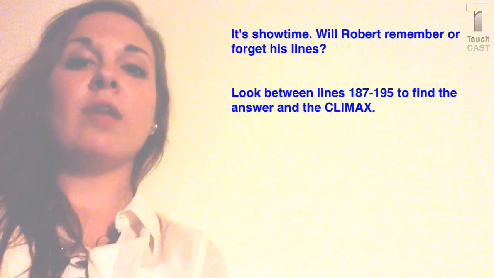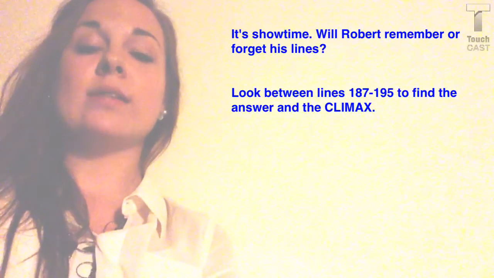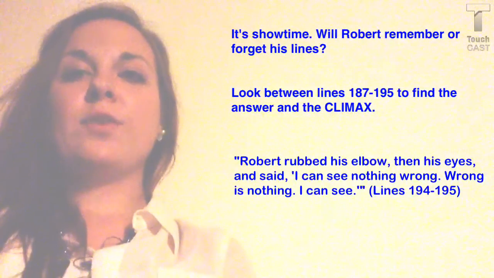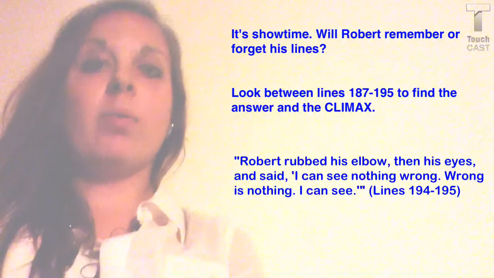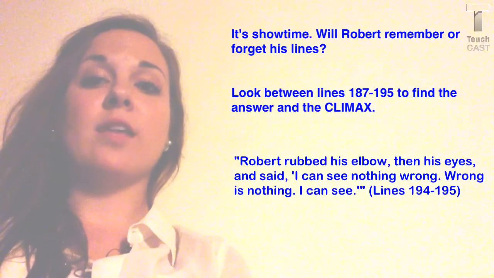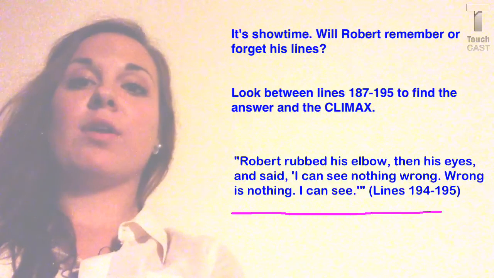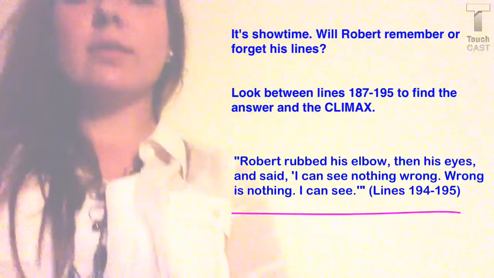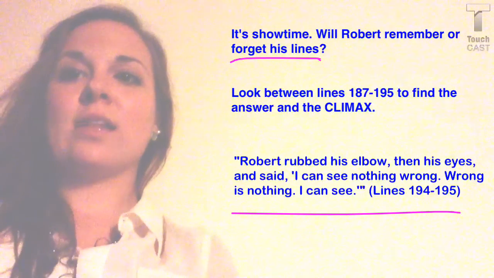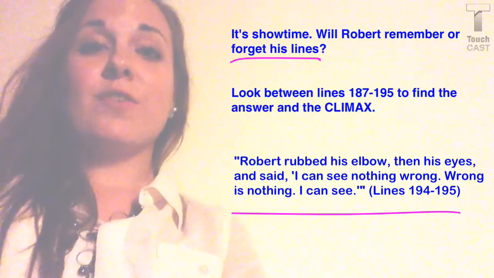I want you to underline the event that you think is the climax, and I'm going to tell you right now, it is one event. If you said, "Robert rubbed his elbow, then his eyes, and said, 'I can see nothing wrong, wrong is nothing I can see,'" then you are correct in identifying the climax. Here we find out that Robert actually forgot his lines. Okay, so he forgot his lines.